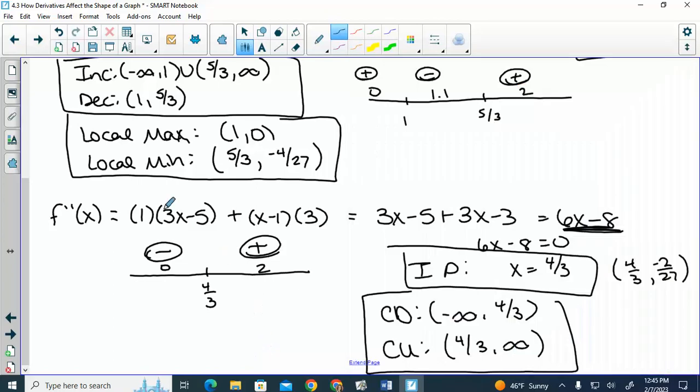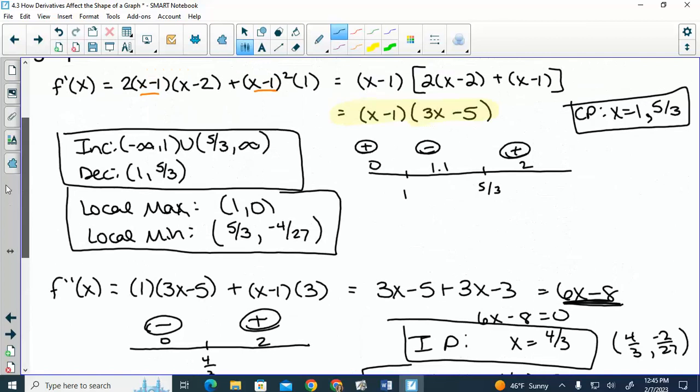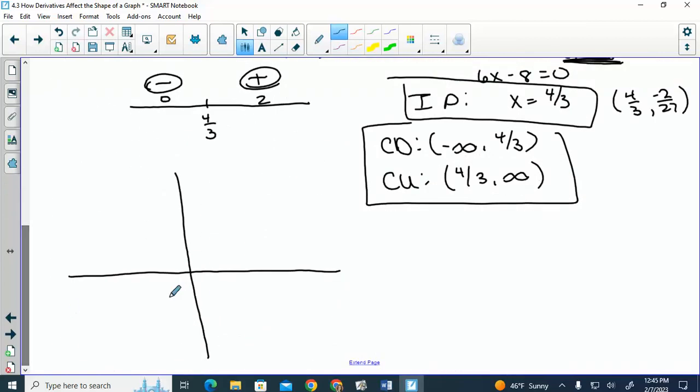Okay. Then I ask for you to draw the graph. So when you're drawing the graph, start with your maxes and mins. Those are actual points. So we had 1, 0. And then we had 5 thirds, so that's like a 1.6 and negative 4 over 27. So just barely negative. And then inflection points we mark with an X. So 4 thirds, negative 2 over 27.